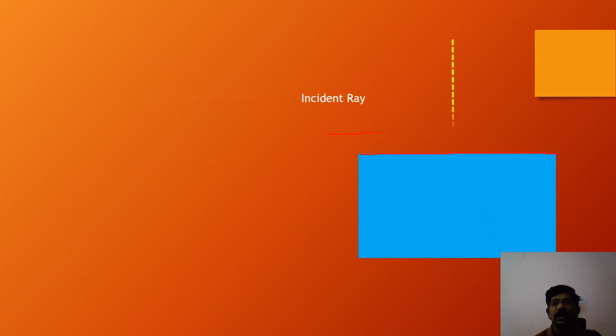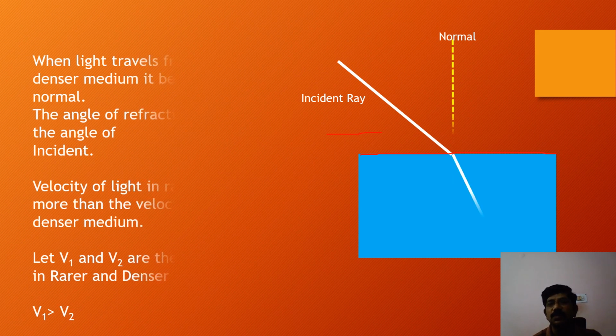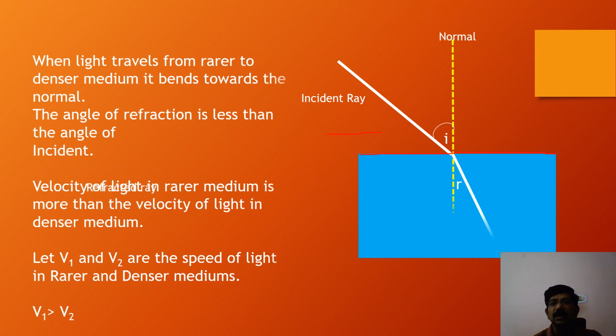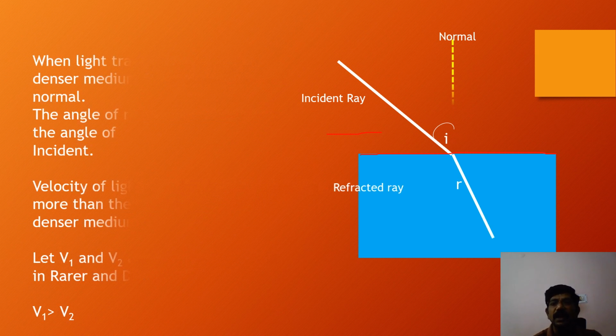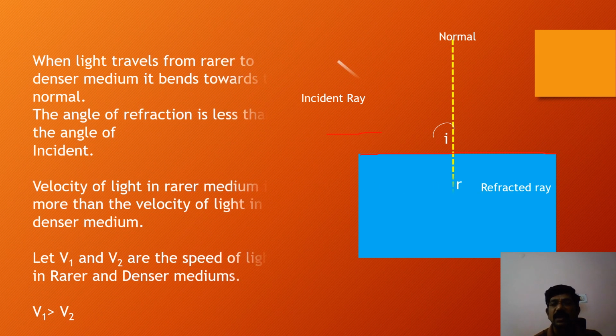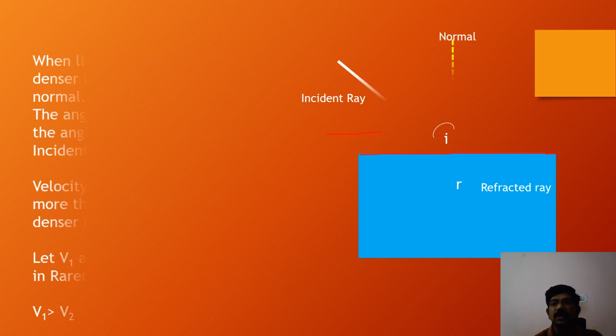Above this boundary there is the rarer medium. Below this boundary there is the denser medium. The bending of the light rays takes place at the boundary of the surface. We call this boundary the interface. This is the incident ray and this one is the refracted ray.